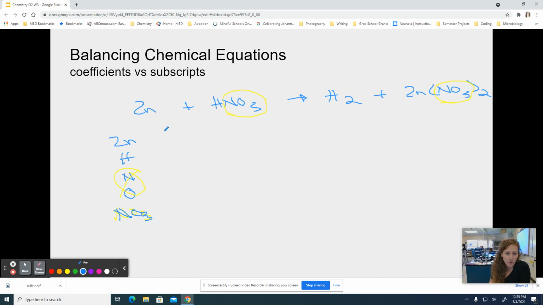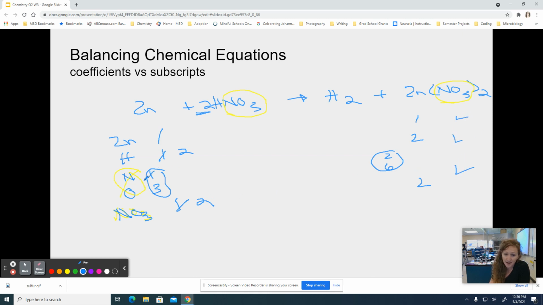I can actually keep them as a bundle and count them as a bundle, and it simplifies my life a little bit. So notice I have 1 zinc, 1 zinc. I have 1 hydrogen, 2 hydrogens. I have 1 nitrate, 2 nitrates. So instead of having 1 and 3, 2 and 6, I have just a 1 and a 2. Just simplifies things a little bit. And then you can clearly see that I need to double the nitric acid to 2, and everything is balanced.